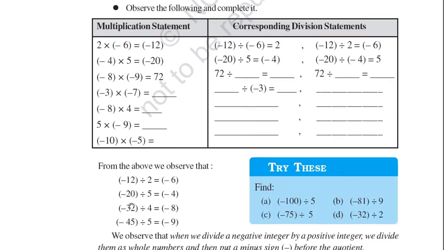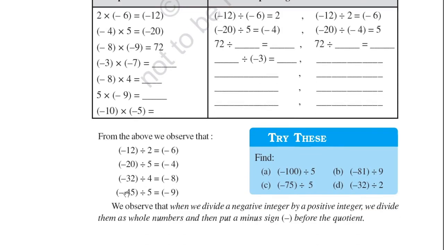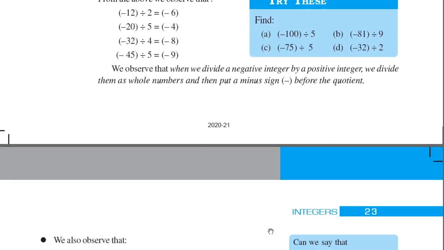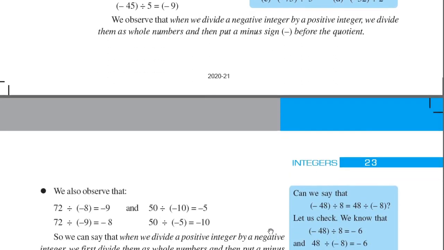From the above we observe minus 12 divided by 2 is equal to minus 6, and minus 20 divided by 5 is equal to minus 4. So the negative will be there. We observe that when we divide a negative integer by a positive integer, we divide them as whole numbers and then put a minus sign before the quotient. So it is clear, when there is a single minus, you put the minus sign in front of it.